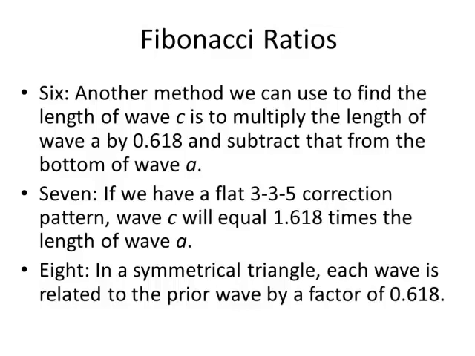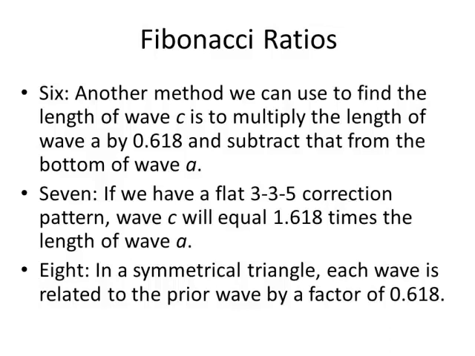So if we have an ABC correction, one way which we can find the length of wave C, we would take the length of wave A, multiply it by 0.618, which is a Fibonacci ratio, so that will make it smaller, and then we subtract that length from the bottom of wave A. Alright, and this will give us how far low wave C will reach. Alright, so that is how to find the length of wave C.